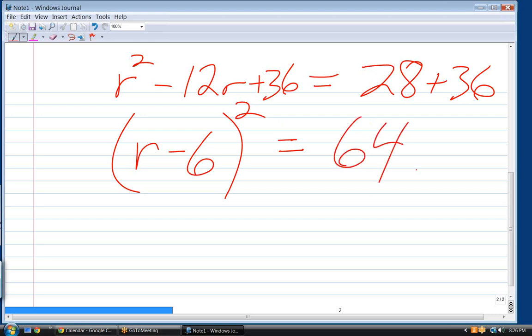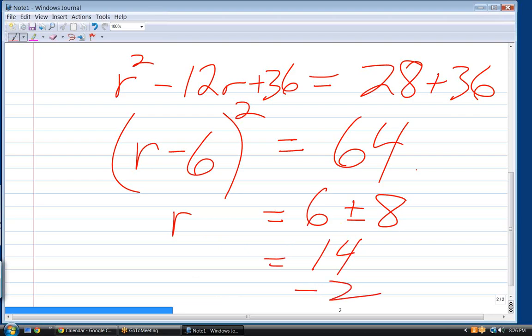Now take the square root of both sides. It's going to be r minus 6 equals 8. What do you have to do every time you take the square root of both sides of an equation? Plus or minus 8. There you go. And notice that's going to matter. Now I've got to add 6 to both sides, so that's what r is equal to. Well, that gives me two solutions. 6 plus 8 is 14. 6 minus 8 is minus 2.